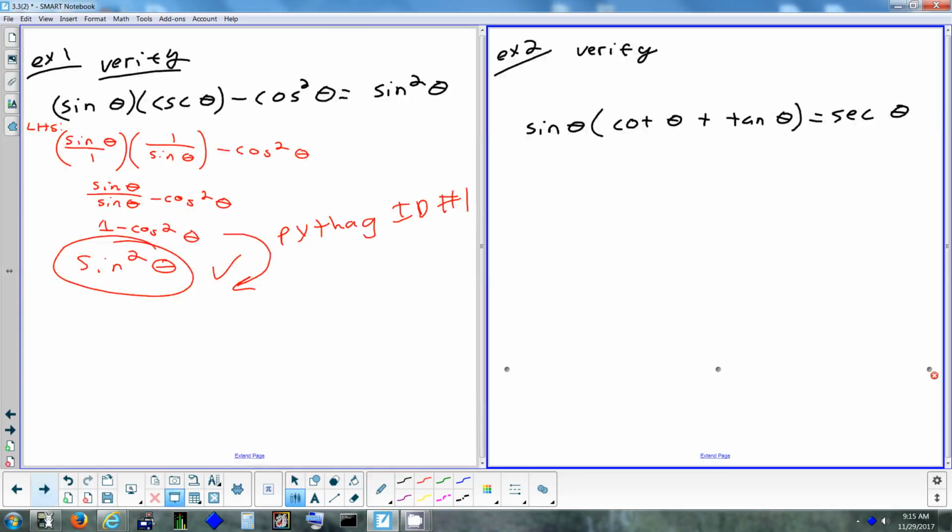So let's try this one. It says sine times cotangent plus tangent is going to equal secant. Now, which side is simpler here? The right side. So we're just going to work with the left-hand side and hope that eventually the left-hand side turns into the right-hand side.